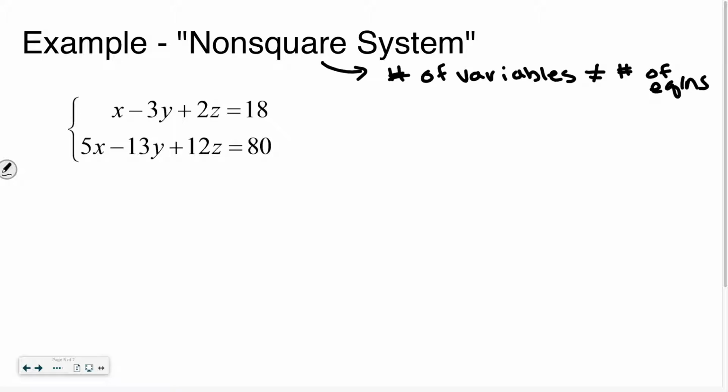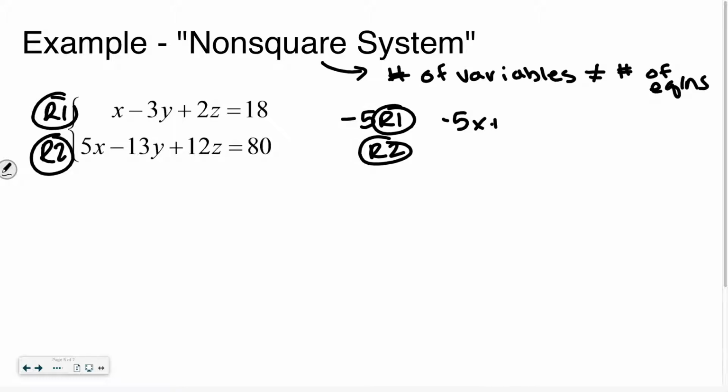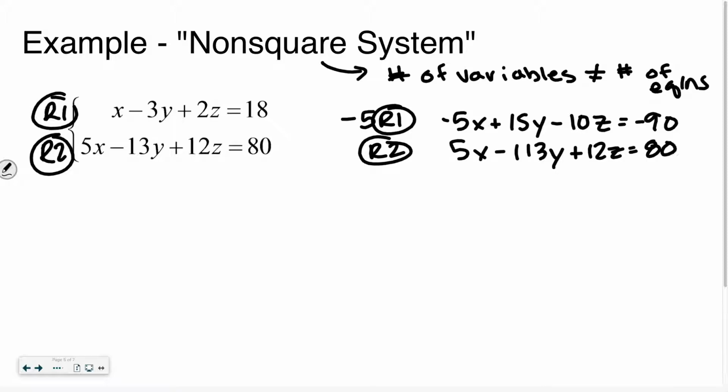Okay, so I would treat this one the same. Right now I have way too many variables, so I'm going to reduce it to a two-variable equation. What variable do you want to eliminate? Try x. So we're going to do negative 5 times row 1 and add it with row 2. So it's going to be negative 5x plus 15y minus 10z equals negative 90. 5x minus 13y plus 10z equals 80. Stack and add.